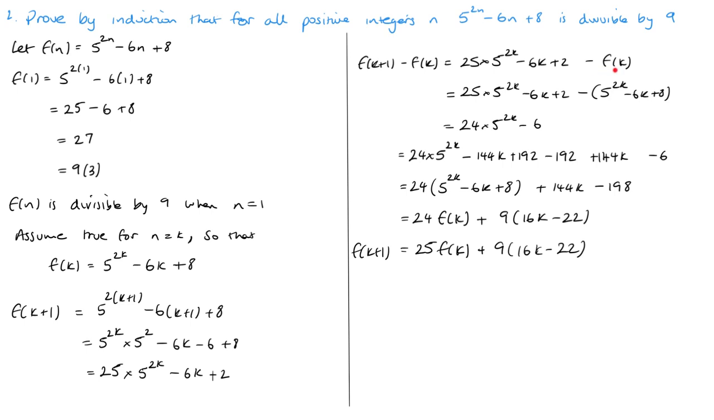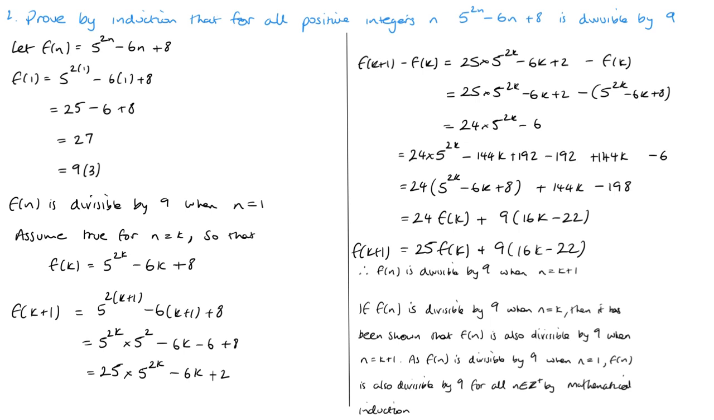When I realized taking away the f of k in this case didn't really make sense, I should have gone from this point and taken 25 outside and made an f of k and then dealt with what was left. Okay, now all that's left is to say that this works for n equals k plus 1, and my conclusion. I've just shrunk the conclusion down a little bit to squeeze it onto this one page for you guys. So that is question 2.